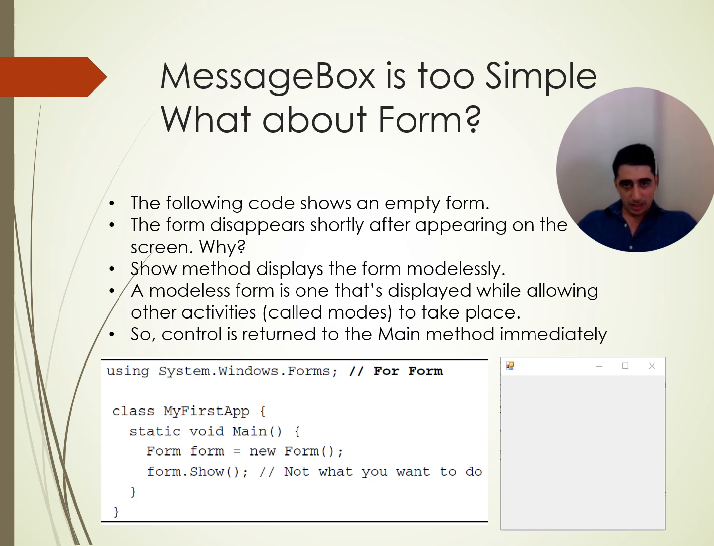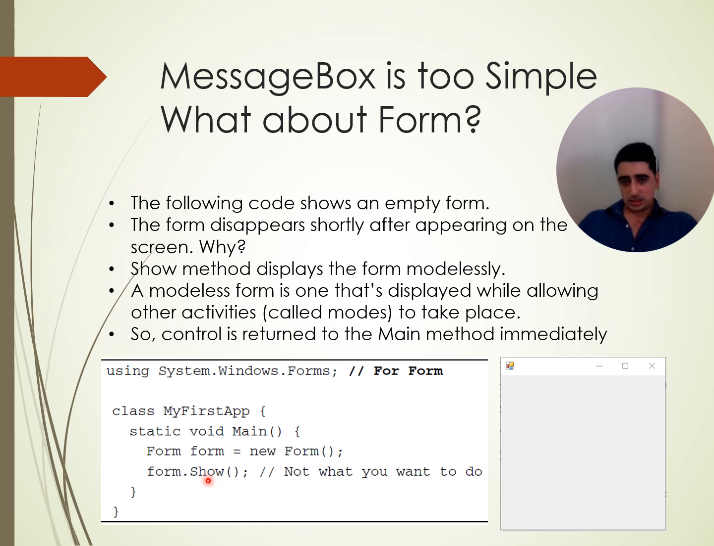Now let's write another application that displays a generic form which can contain anything, because a message box is too simple and it only carries a single message, and it doesn't give us any flexibility to implement interesting applications. This is the second attempt of writing a Windows Form application. As you see in the main method, I have created an instance of the Form class, which is again defined inside the System.Windows.Forms namespace, and then I call the Show method of the form.